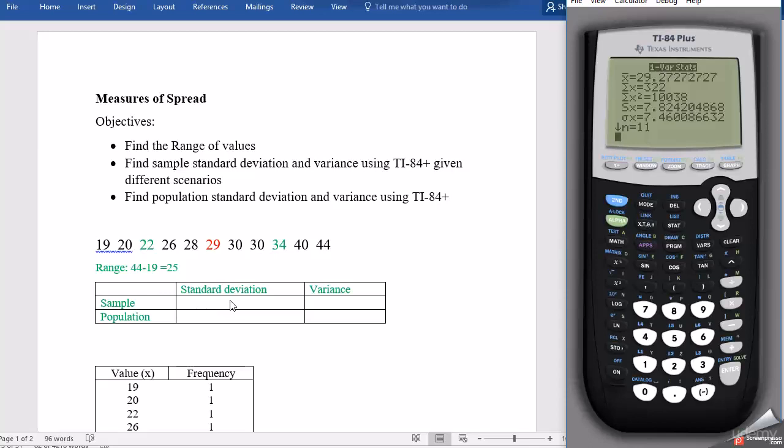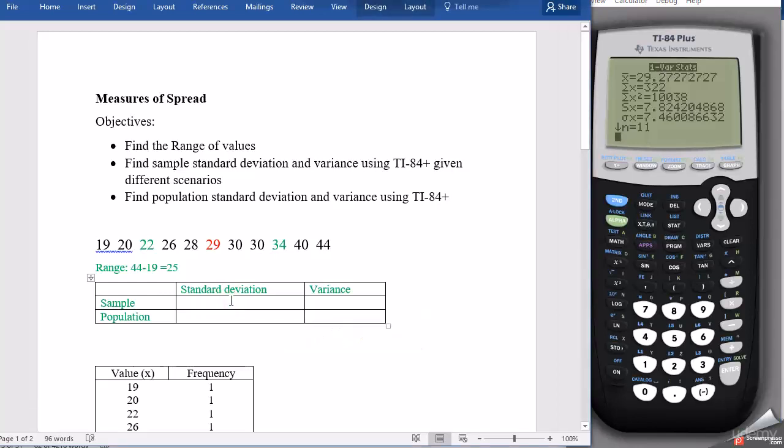So I'm going to write this right here. The sample standard deviation is 7.824, and the variance, we'll talk about that later. The population standard deviation is 7.460.